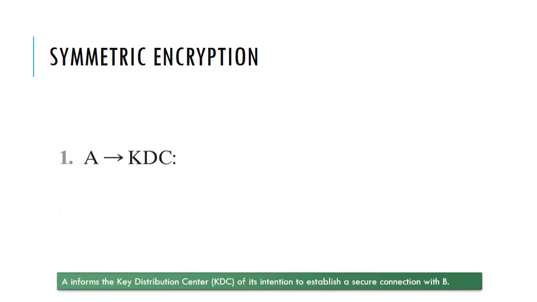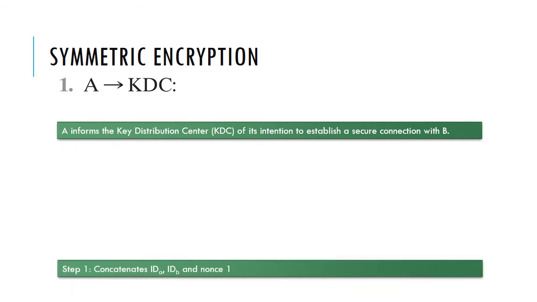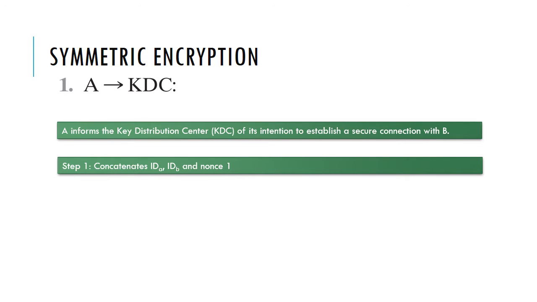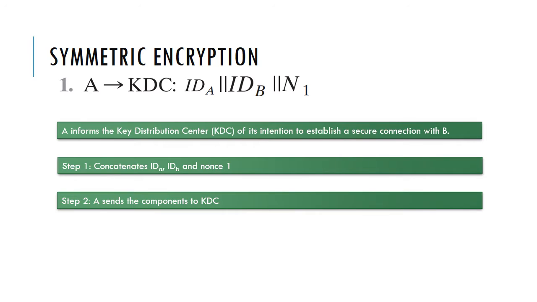Firstly, Alice will inform the key distribution center of its intention to establish a secure connection with Bob. Once the KDC acknowledges, Alice will concatenate the ID of Alice, ID of Bob, and nonce 1. Then Alice will send all the components to the KDC.